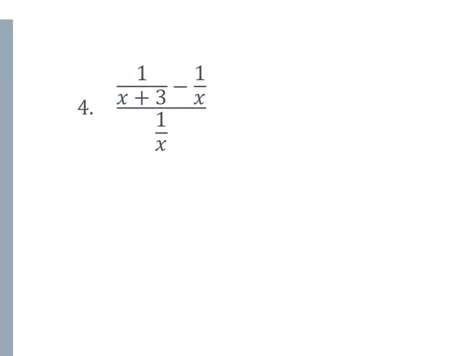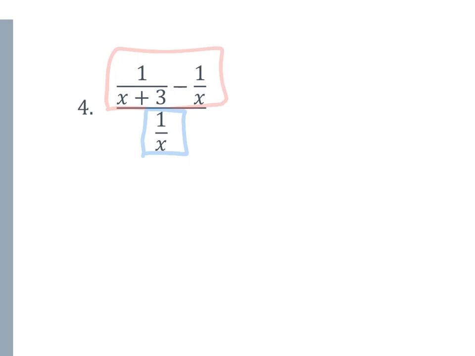Okay, so again, I am going to simplify my numerator. Find a common denominator, subtract them. The denominator here, I can't simplify it. So the only thing I have to work on right now is the numerator, and then I'm going to divide.